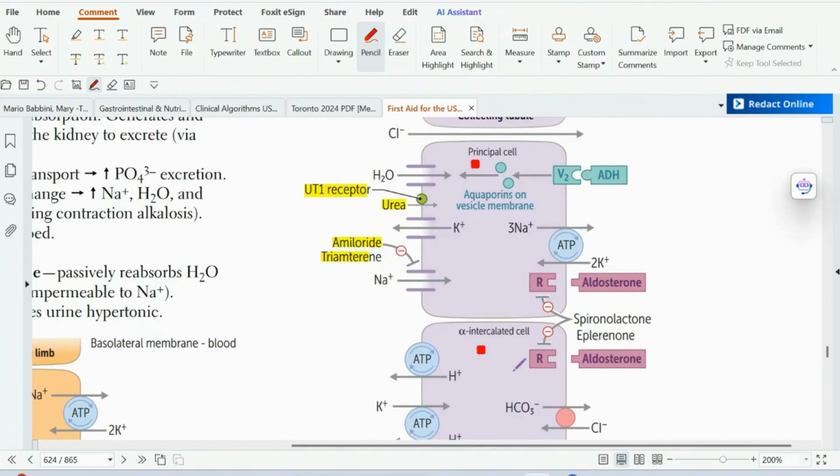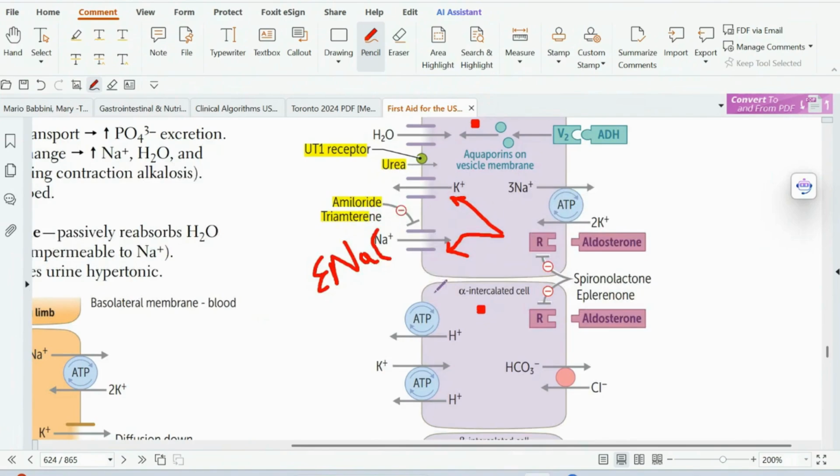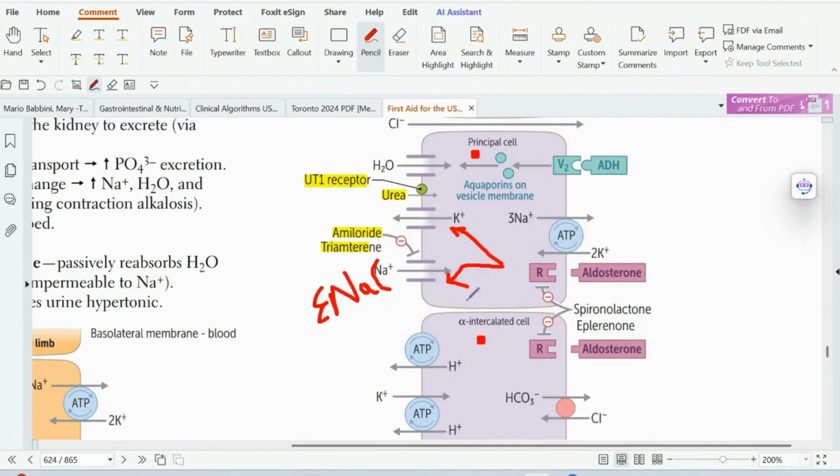Okay. So in principal cells, aldosterone leads first to potassium excretion via potassium transporters, right? And sodium absorption via sodium transporters. These are called ENaC channels. You've heard of them? ENaC, right? This is the special type of thing that is only on the principal cells, not in the alpha intercalated cells. So that's an important point right here. And these two are the main functions.